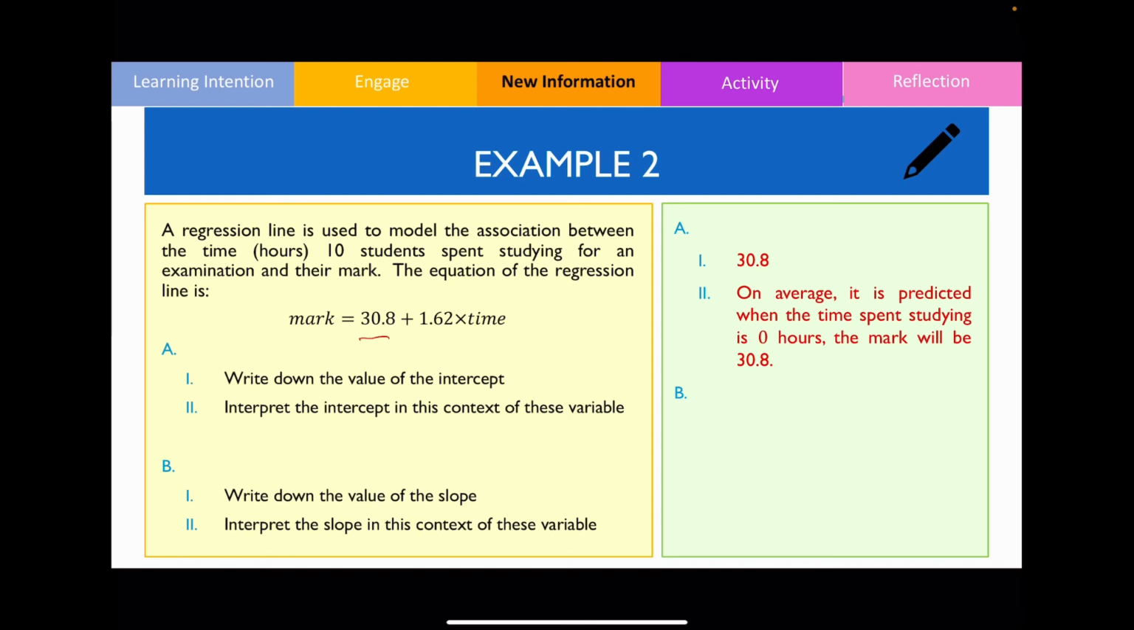Part B I of this question wants us to write down the value of the slope. The slope is going to be equal to 1.62. And the second part of this question wants us to interpret the slope in the context of these variables. So similarly, I'll also need to refer to my template. So if I was referring to my template, the way that I'll answer it is, on average, it is predicted that the mark increases by 1.62 for each 1 hour increase in time that I've spent studying.